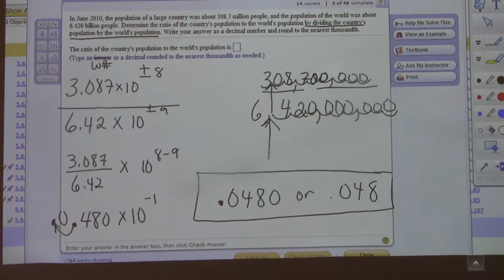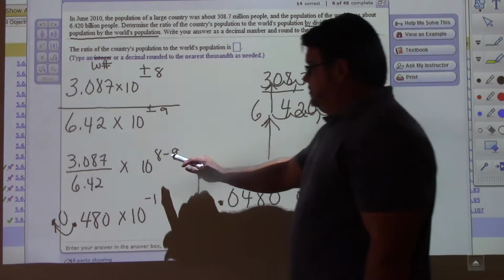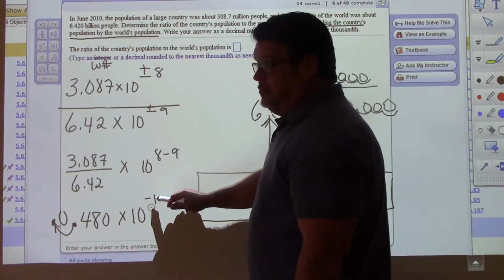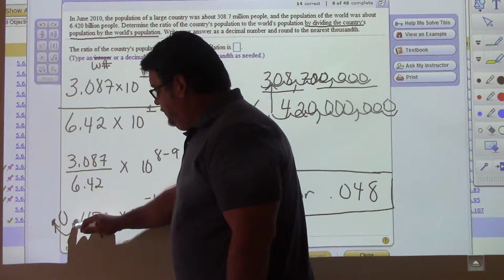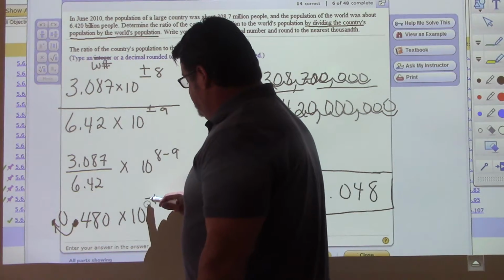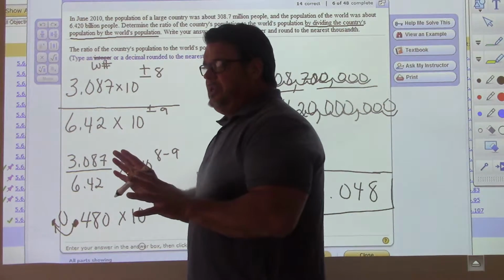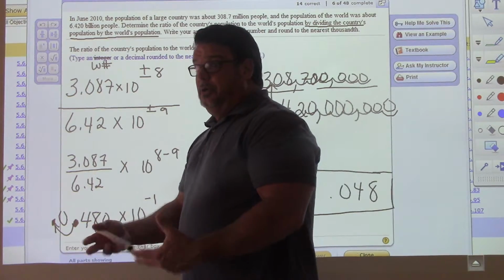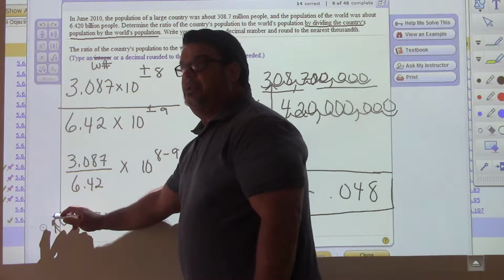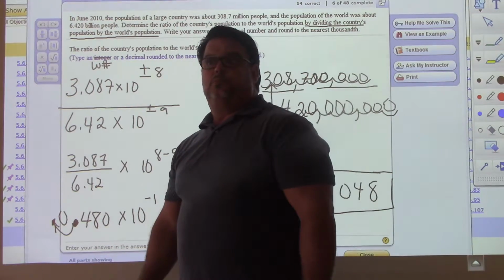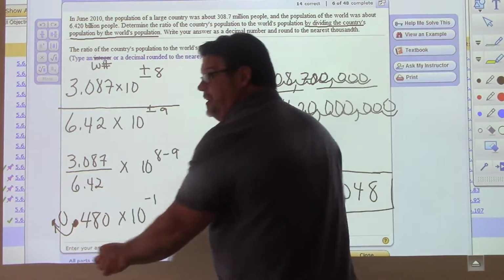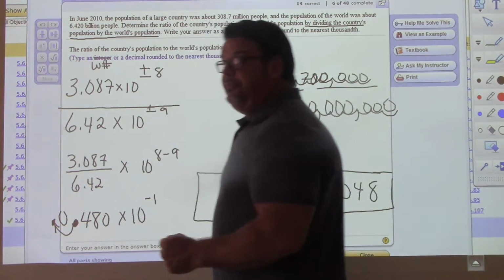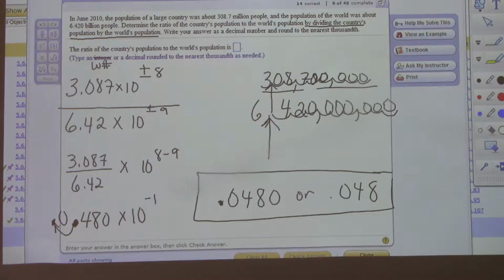Would it be to the -2 if you were to put it in scientific notation? No. This is 8 minus 9, which is -1, and it's 0.48. So what does this say to do? If I'm not changing it to scientific notation, changing it to a regular number, what do I do? One place to the left. That's what my question was. Now, scientific notation, I'm moving it this way, and it would be 4.8 times 10 to the negative 2.